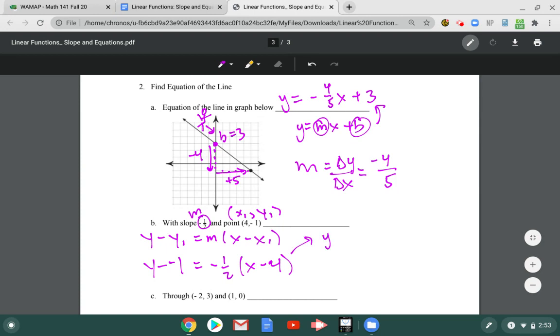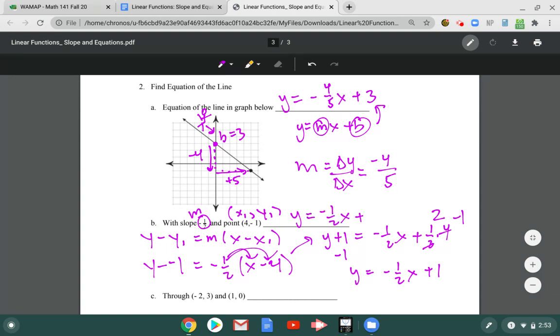Start to clean this up. y plus 1 is equal to, I'm going to distribute that negative 1/2, negative 1/2 x. Negative 1/2 times negative 4, that's going to be plus. I'm going to write 1/2 times 4, and I'll just continue to clean this up. I can cancel the 2. Half of 4 is 2, so that actually becomes 2. Subtract 1 from both sides, and we get y is equal to negative 1/2 x. 2 minus 1 is a plus 1. So that function, y equals negative 1/2 x plus 1.